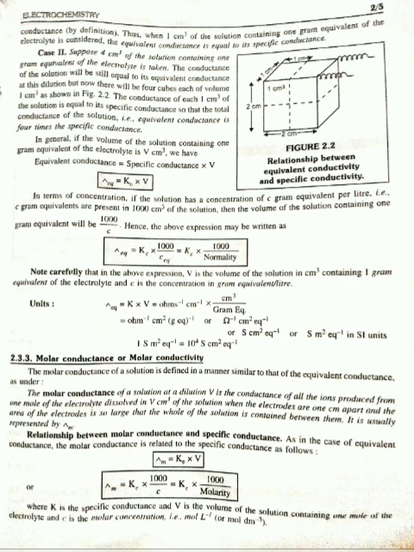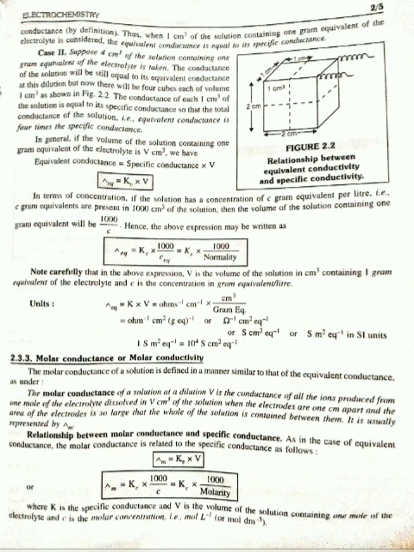Next, heading 2.3.3, molar conductance or molar conductivity. The molar conductance of a solution is defined in a manner similar to that of the equivalent conductance as under: the molar conductance of a solution at a dilution V is the conductance of all the ions produced from 1 mole of the electrolyte dissolved in V centimeter cube of the solution when the electrodes are 1 centimeter apart and the area of the electrode is so large that the whole of the solution is contained between them. It is usually represented by lambda m.